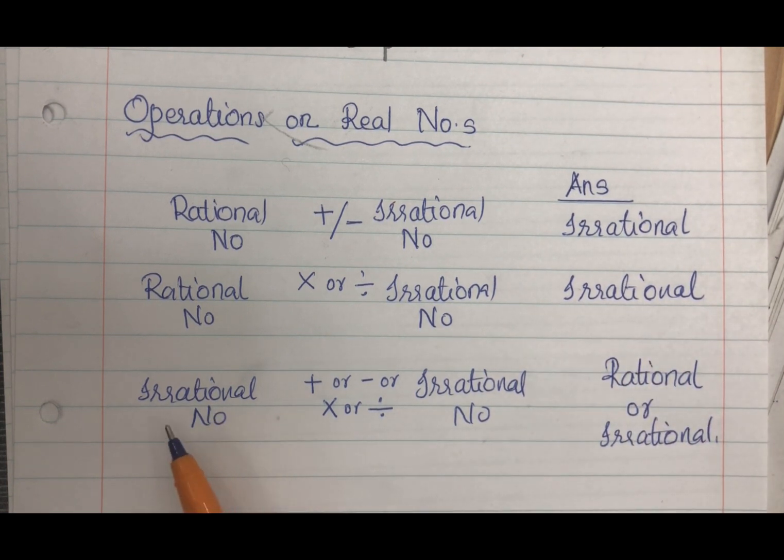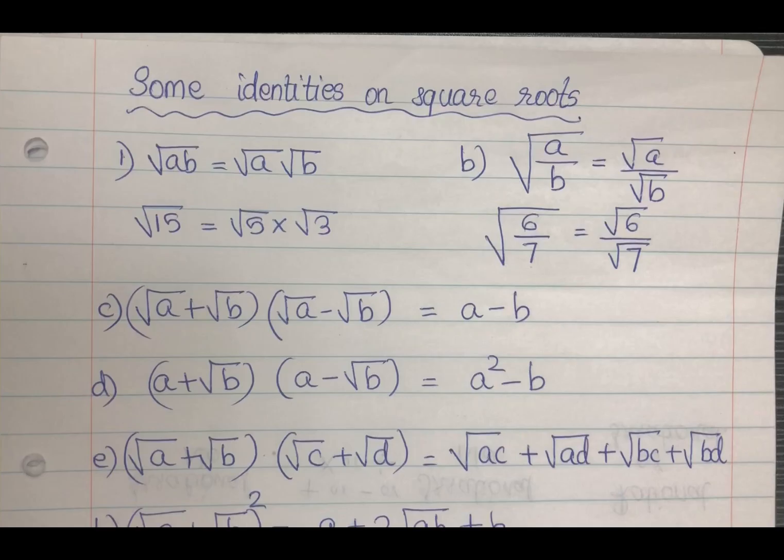But if we do any operation on two irrational numbers, that is sum, difference, product, or division, the answer can be anything, rational or irrational. So keep those in your mind.